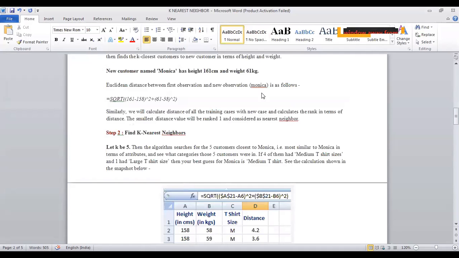So what is 161 minus 158? It is 3. Okay, 3 square is 9. Then 61 minus 58 is also 3. So 3 square is 9. So it becomes 9 plus 9, 18, and the square root of 18. Okay, so like this, we have to calculate it one by one.